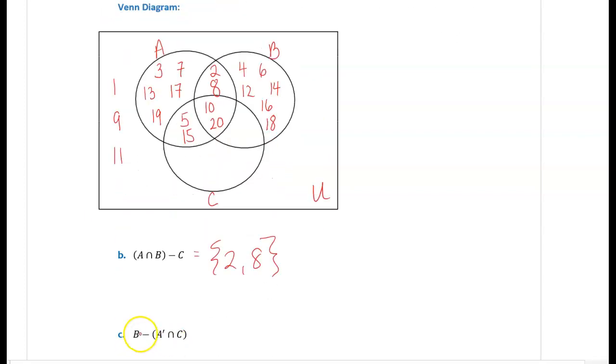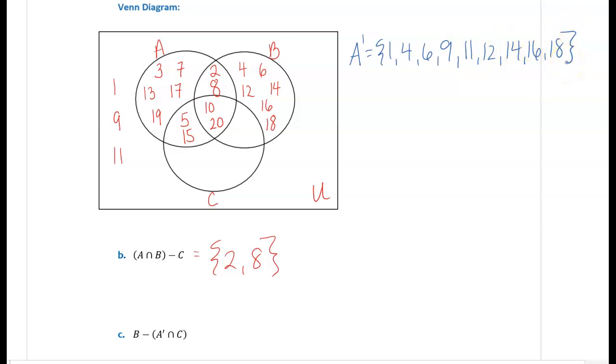Let's see. We have B not the intersection of set A and C. So set A prime, or the complement of A, would be the elements, and we found this earlier, 1, 4, 6, 9, 11, 12, 14, 16, and 18.